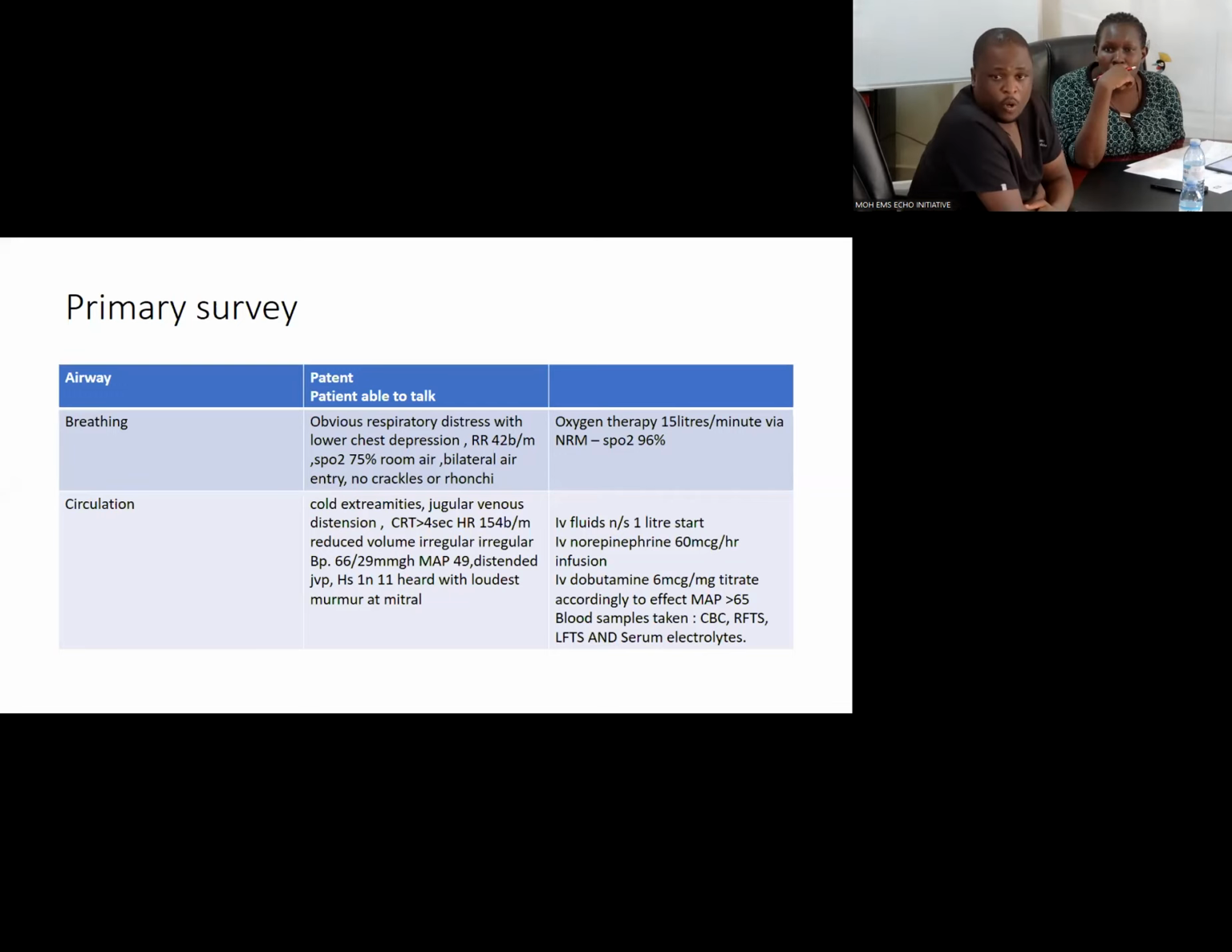Because she was in shock, we had to start with fluids, so we started with 1 liter of normal saline. We had to vasopress her with norepinephrine, started at 16 micrograms per minute via the infusion pump. Our target was to attain a MAP of about 65. At that junction, blood samples were taken for the CBC, renal function tests, and serum lactate.